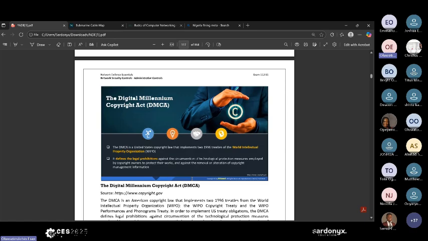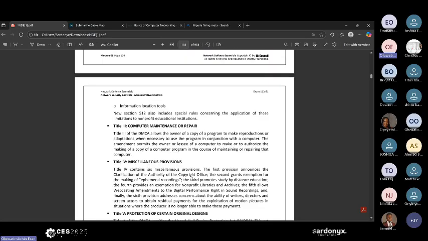They also have the Digital Millennium Copyright Act. This law implements two 1996 treaties, and it talks about intellectual property, right? Maybe software, any intellectual property. This prohibits the circumvention of technological protection measures employed by copyright owners, right? So this helps you with intellectual property.